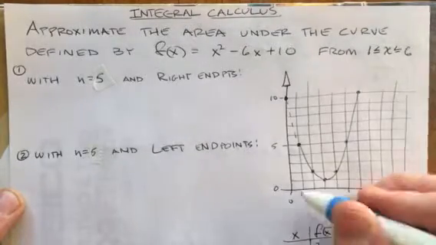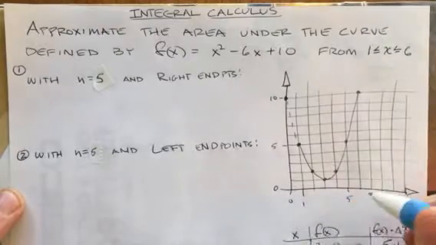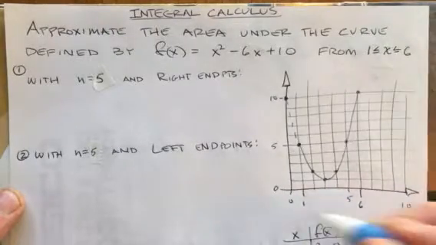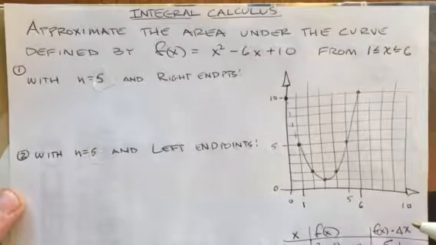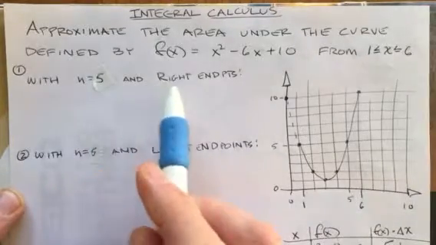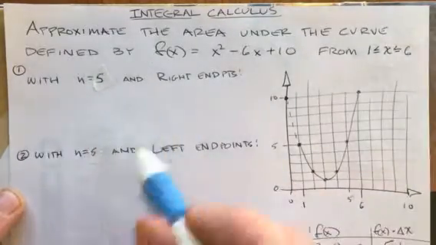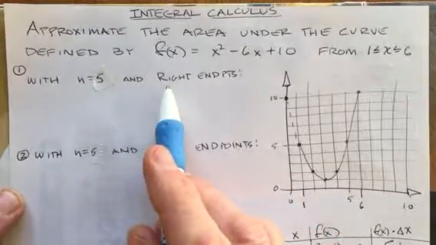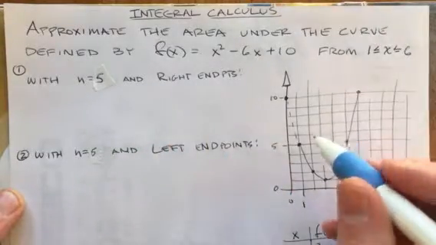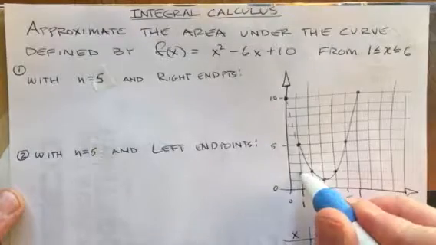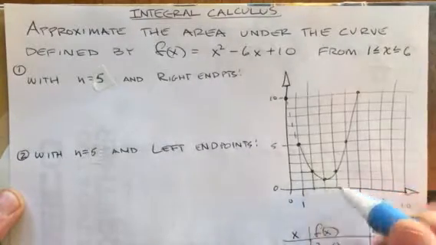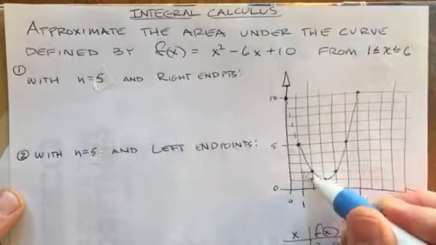We will start at 1 and go up to 6. So those are our bounds. And we're going to take 5 slices, so 5 rectangles. And the first one we're going to do is with right endpoint. So that means this first rectangle is going to go from 1 to 2, right?